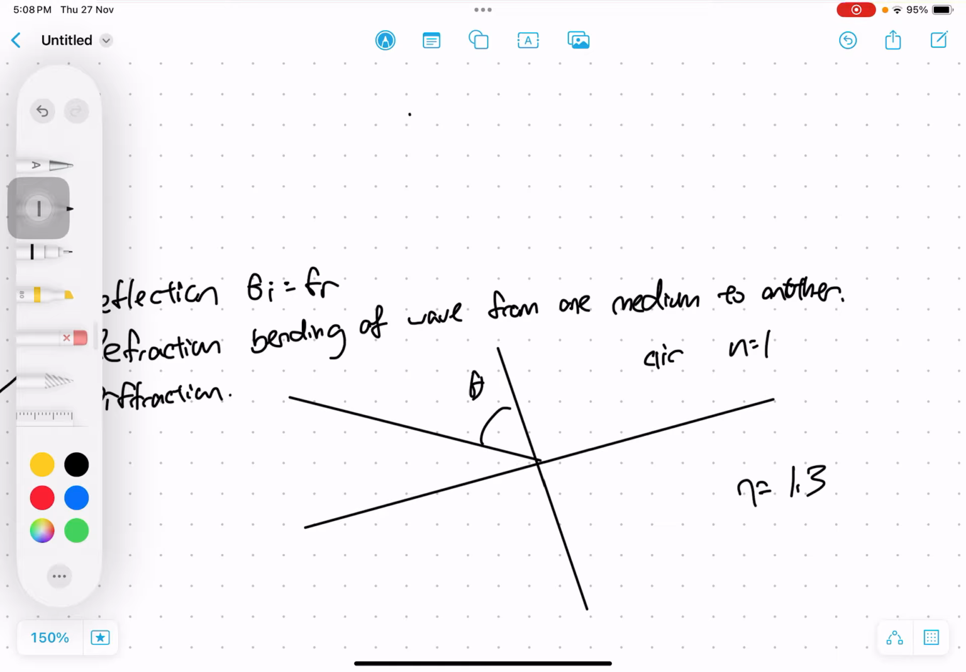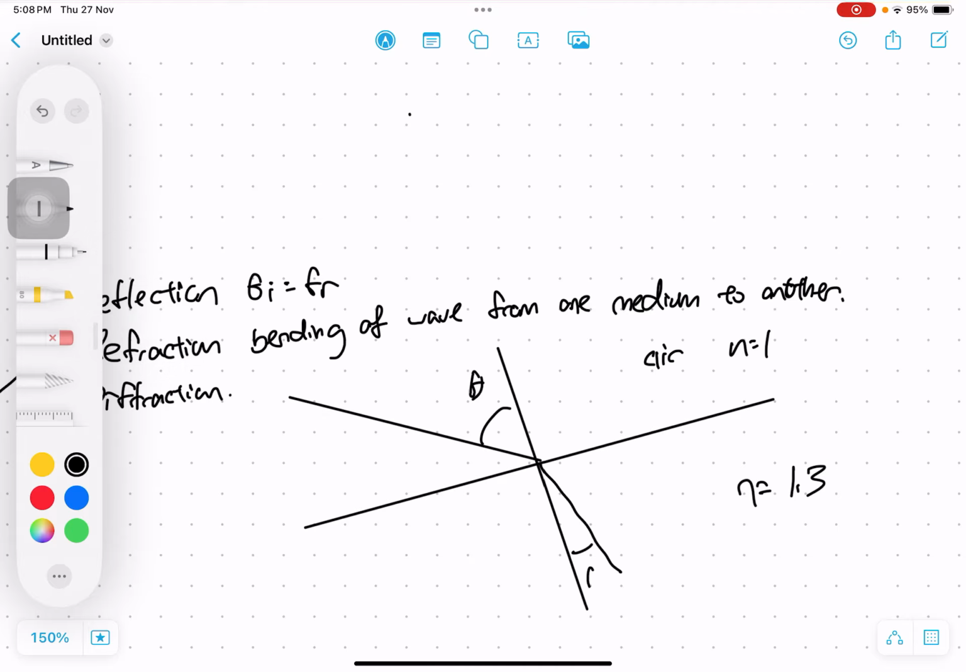When waves go into a medium, there are a lot of particles blocking the wave, causing it to become slower and bend towards the normal. If the medium has a higher density, it will bend the wave more. If it is less dense than the air, it will bend further away. Usually it's like that.